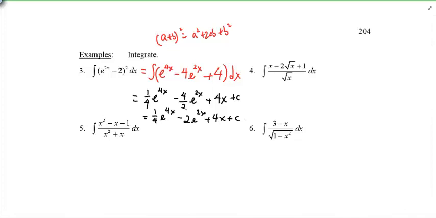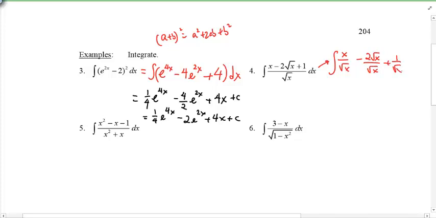Take a look at number 4. This is the one where there's a monomial in the numerator. So we can simplify this by just separating it into 3 terms, each divided by the denominator. I would still suggest we simplify. x over root x is just root x, or x to the 1/2. The middle term just becomes minus 2, and our last term is actually x to the negative 1/2.